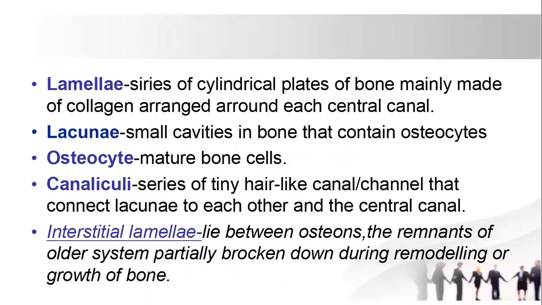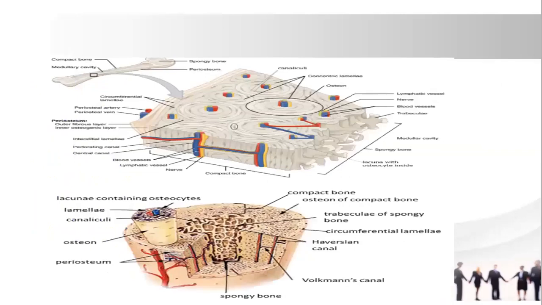Lamellae are the series of cylindrical plates of bone, mainly made of collagen, arranged around each central canal. This is the series of cylindrical plates arranged, forming the osteon. So that is the lamellae.